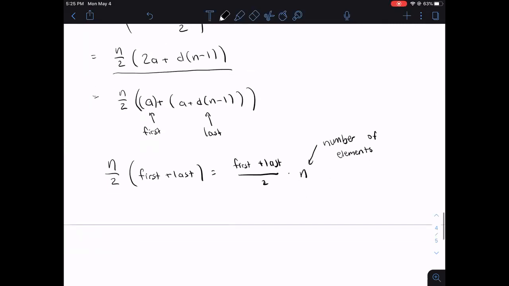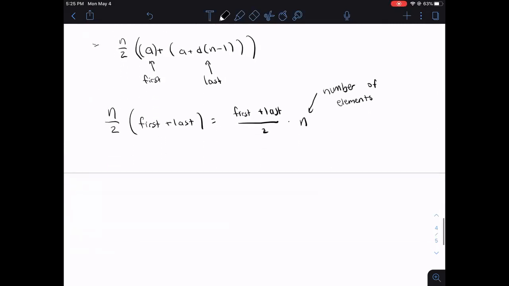And why does this make sense intuitively? Well, if we take the first element and the last element, add them together and divide by 2, we get the average. So this is the average element. And if you take the average and multiply by how many there are, we get the sum. So this makes sense, and this is the usual formula.